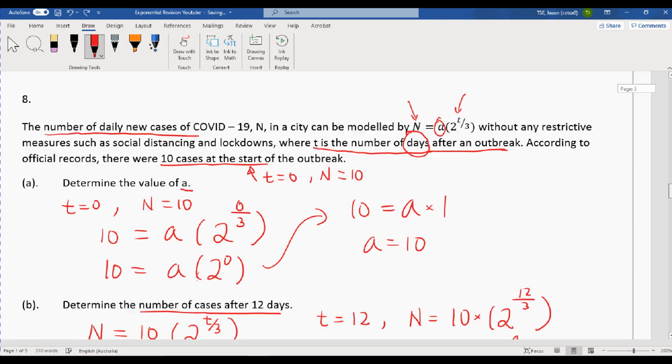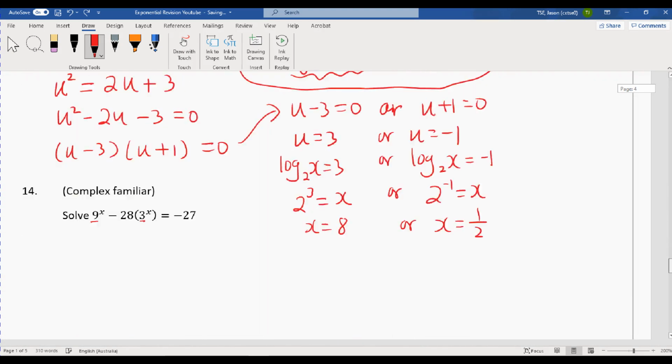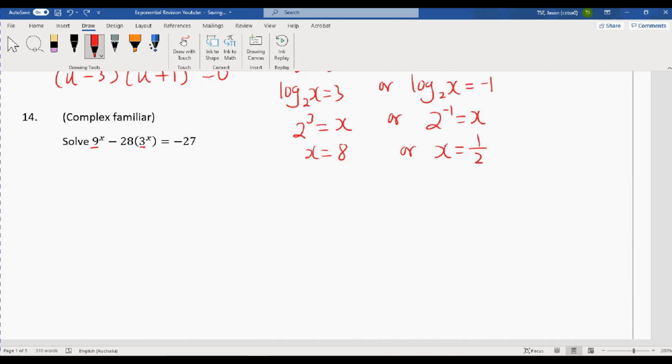But this one, you can't do that. You can try, but it won't work. How can we solve this one? If you observe, you could see that 9 is 3 squared, right? So let's try to write that 9 as 3 squared, to the power x. For this one, we understand this is just 3 to the power 2x.